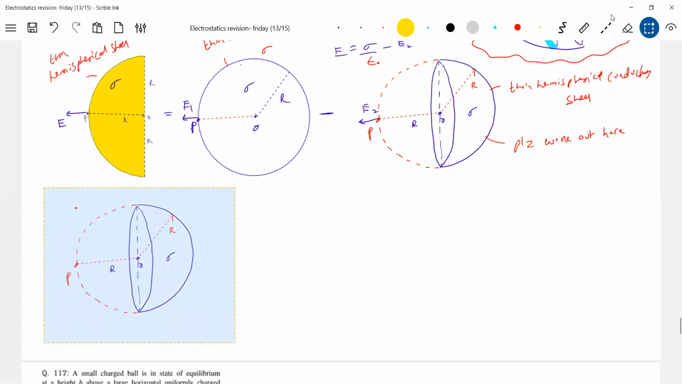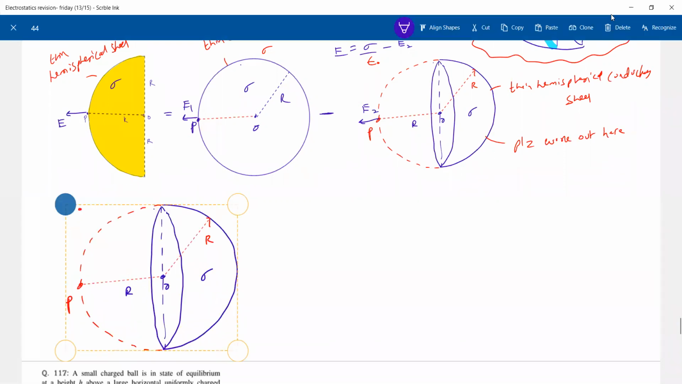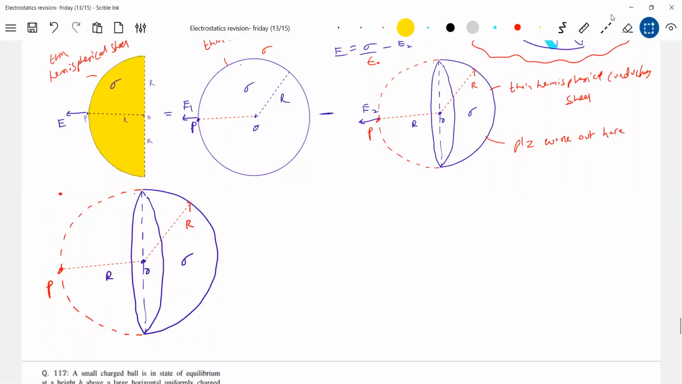Now, similarly to what we did for the semicircular ring, the similar idea is what you have to bring here. Let me assume a ring.